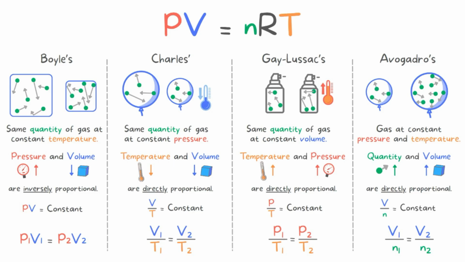These equations are not random. They're just mathematical ways of describing how gases behave. Chemistry becomes a lot easier when we stop memorizing patterns and we start understanding where those patterns come from.